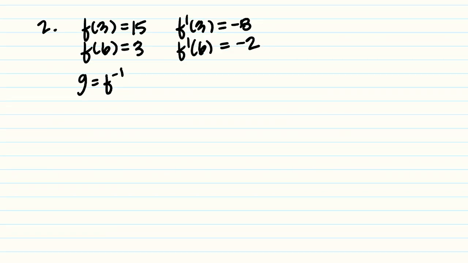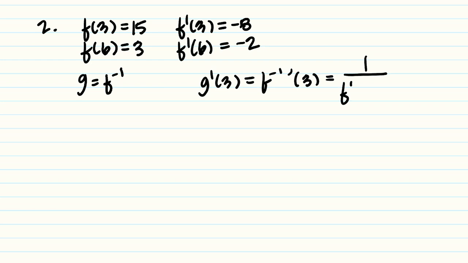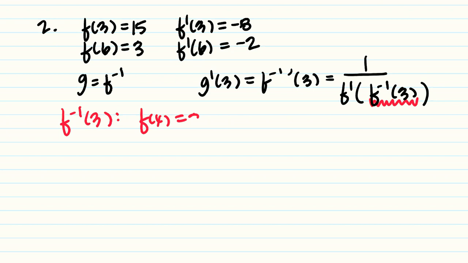All right, the next one's another inverse function question, derivative. So I want g prime of 3. That's equal to f inverse prime of 3 based on the statement of the question. And I know from my rule that's 1 over f prime of f inverse of 3. Now I'm going to have to do a little work before I'm ready to actually confidently say what that is, but f inverse of 3, that's where I'm going to say f of x equals 3.